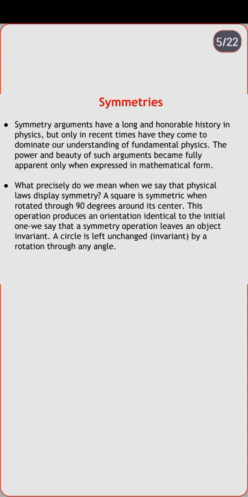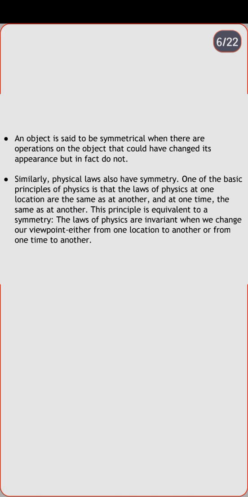A square is symmetric when rotated through 90 degrees around its center. This operation produces an orientation identical to the initial one. We say that a symmetry operation leaves an object invariant. A circle is left unchanged, or invariant, by a rotation through any angle. An object is said to be symmetrical when there are operations on the object that could have changed its appearance but in fact do not.